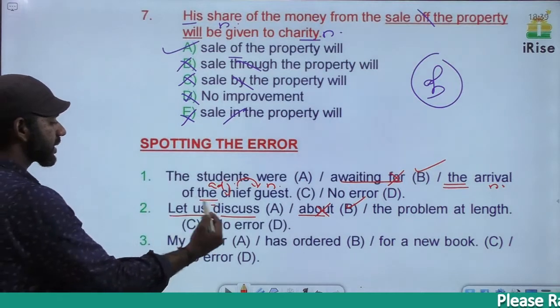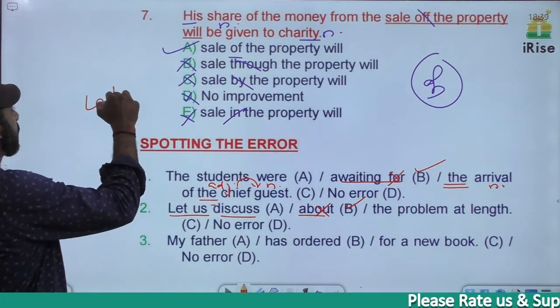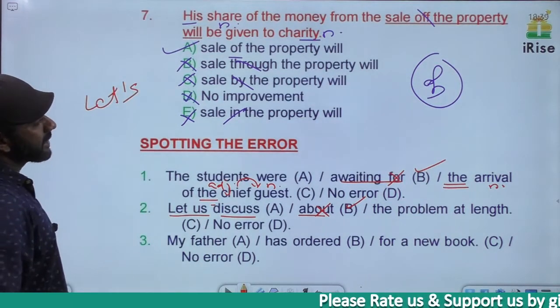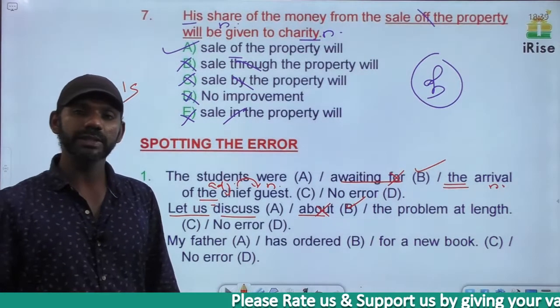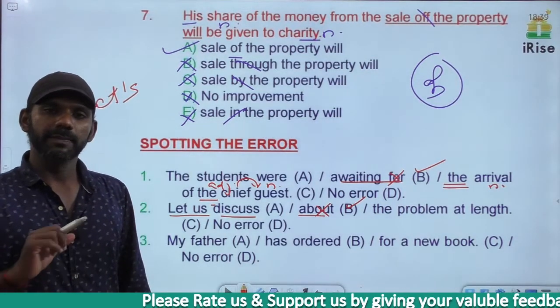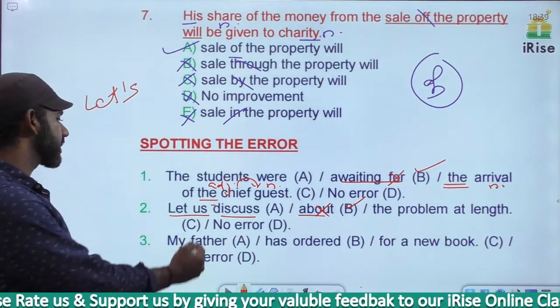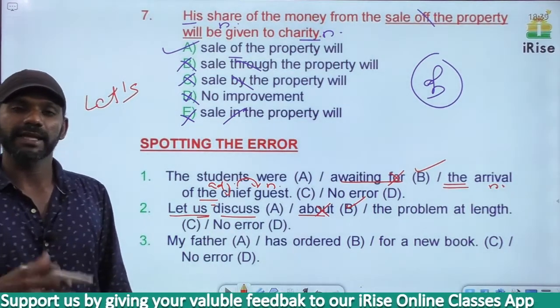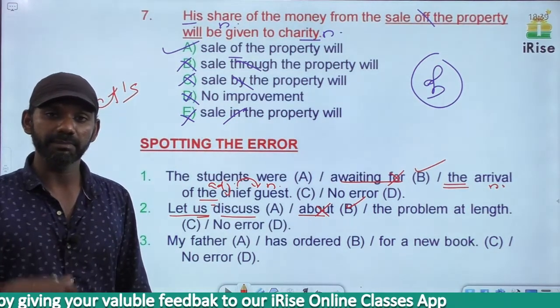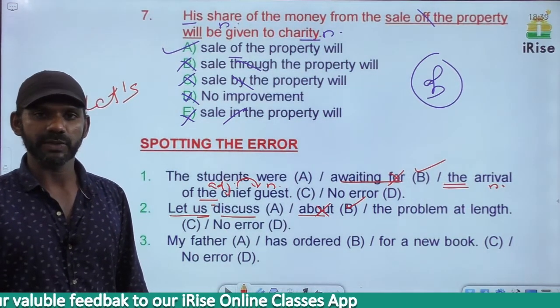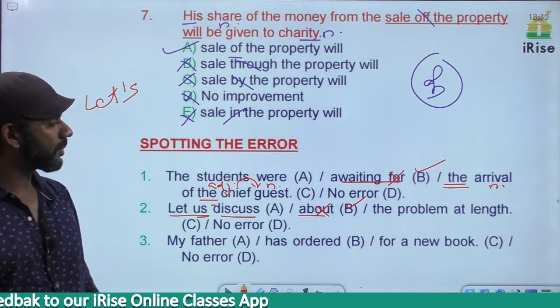Let us is a correct usage because it's always let's, and let's is the short form of let us. I told you this while discussing pronouns. The pronoun that appears after let must be in the objective form. Us is an objective pronoun. Let him go, let him come, let me sit, let them play, etc. So, let us discuss the problem at length.